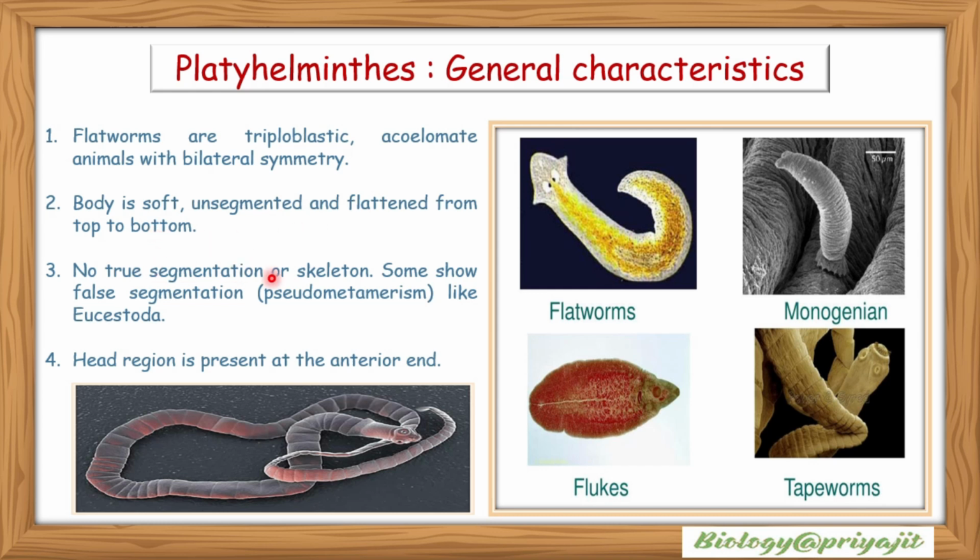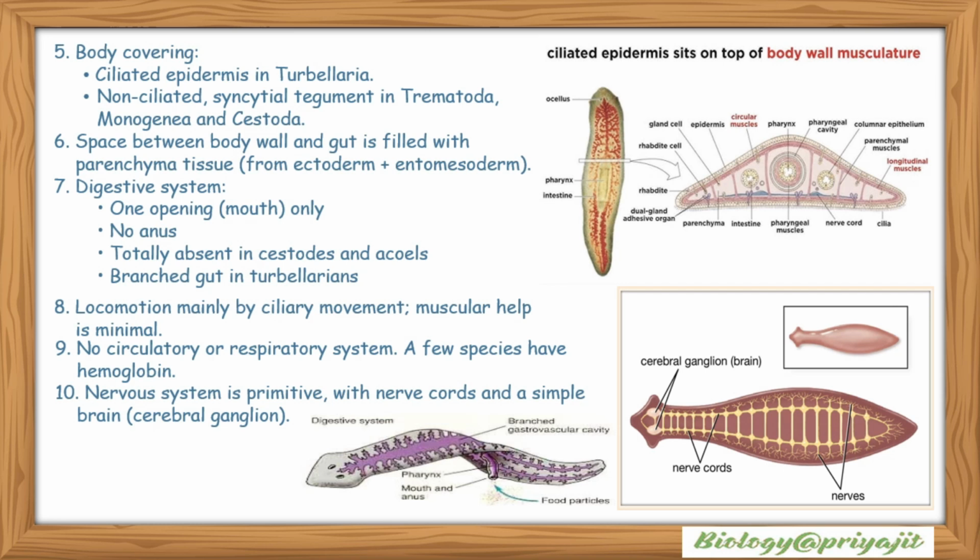There is no true segmentation or skeleton in their body, but some of them show false segmentation, like pseudo-metamerism in Cestoda. Their head region is present at the anterior end. This is the head region. These are images of different kinds of platyhelminthes or flatworms like monogenean flatworms, flukes, tapeworms, planaria, etc.